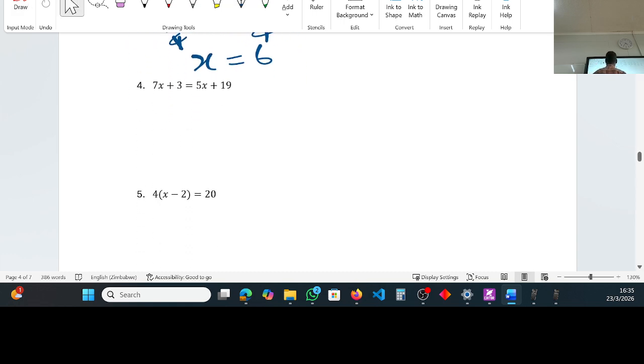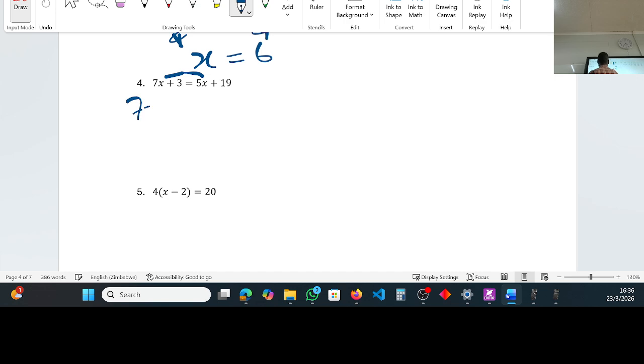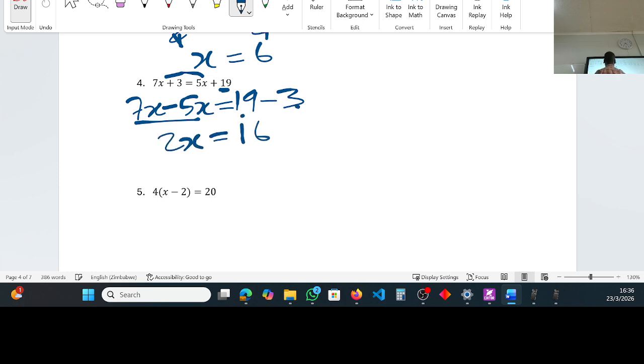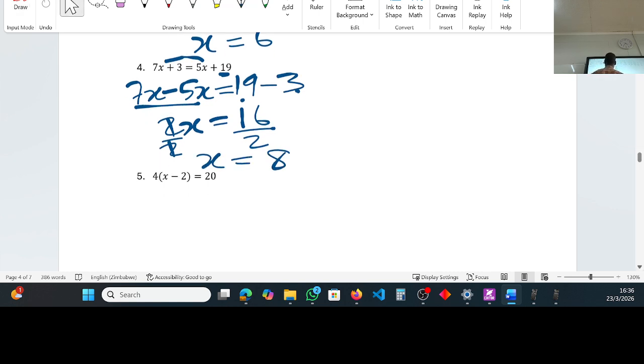Right, moving on. I have an equation there similar to the previous one. 5x is to join with 7x. Now, because it's positive, when it crosses the equal sign, it changes to a negative. And on the right-hand side, we've got 19 here. So when 3 transposes, it becomes negative 3. When I simplify these like terms, they give me 2x, and 19 minus 3 gives me 16. But because I'm looking for the value of x, I'll divide both sides by 2. Finally, my x is actually 8, which is 16 divided by 2.